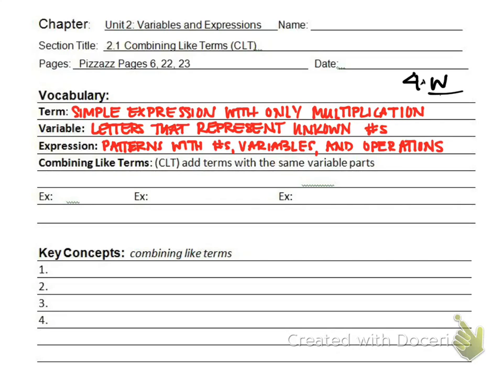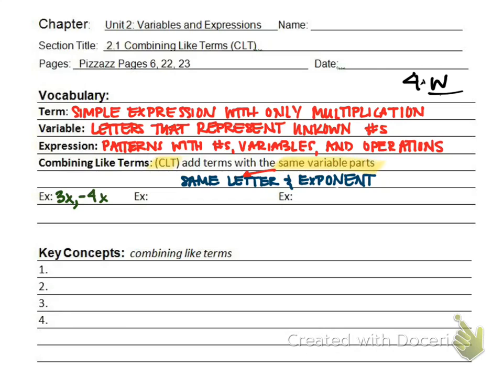And combining like terms, the point of this assignment, is when we add terms with the same variable parts. So what do we mean by variable parts? Well, when we talk about variable parts, we're talking about the same letter and the same exponent. So if I have x, I have x in my other term. In this case, we'll have an example of 3x and negative 4x. Those are two terms which have the same letter and exponent because they're essentially x to the power of 1.